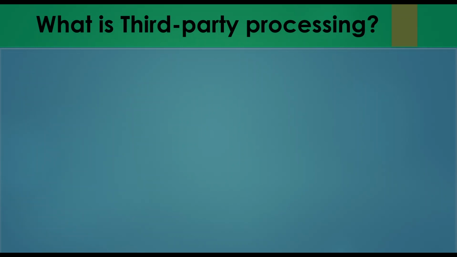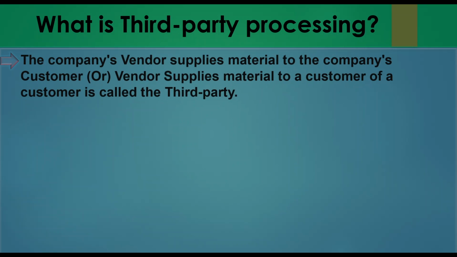So let's see what exactly is meant by third party processing or trading process. As its name itself suggests, third party or trading means the company will buy material from some vendor and it will supply to the customer directly. So what exactly does it mean? The company's vendor supplies material to the company's customer, or in other words, the vendor supplies material to the customer's customer. That is called the third party or trading process.